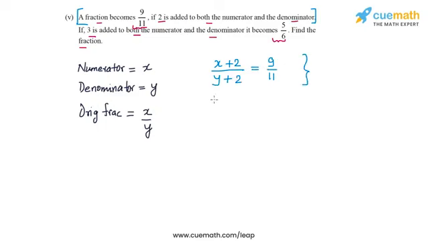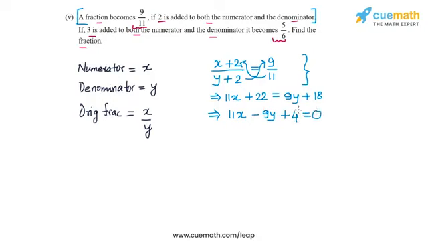I can write it in the standard linear equation form by cross multiplying. So I multiply 11 with x plus 2 and I multiply 9 with y plus 2. So this gives me 11x plus 22 is equal to 9y plus 18, and I can write this as 11x minus 9y plus 4 equal to 0. So this is the first equation in x and y.